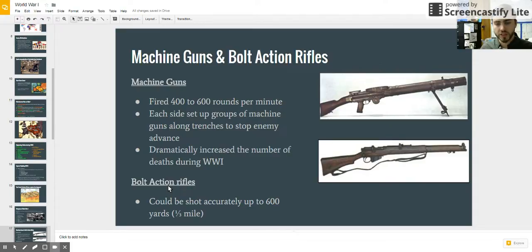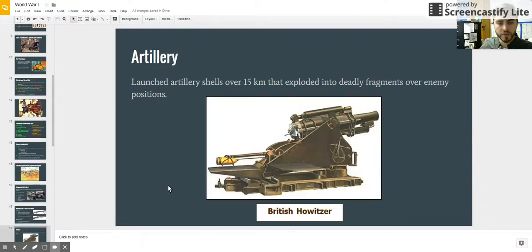We also have bolt action rifles that could repeat very quickly and therefore could be reloaded quickly and shoot again. So this is increasing the number of deaths. Also, you have artillery, which are big, kind of like cannons, but they fire explosives, and it caused a lot of damage. You could fire them into the trenches, and you would never see it coming because it comes from miles away.